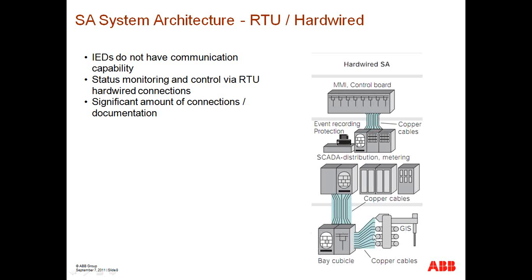The key here, and one of the things that's described on SA systems overall, is the saving of wires. When you look at this particular architecture, there's a significant amount of hard wiring that goes from the primary apparatus over to the RTU cabinets, and some of that wiring is also replicated to go from the apparatus over to the protection and control relays.